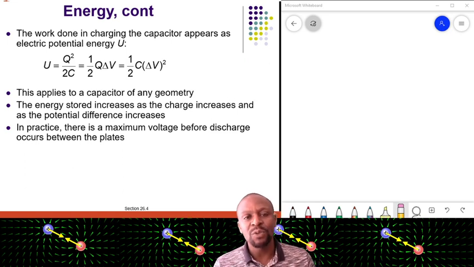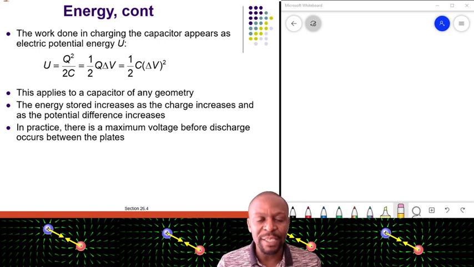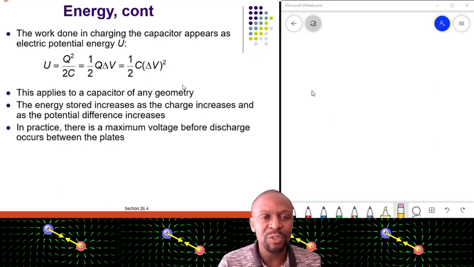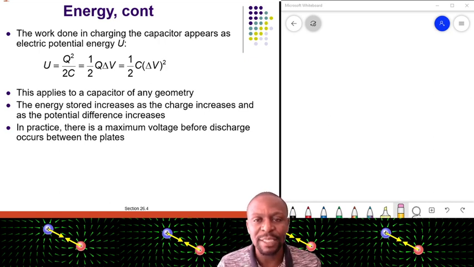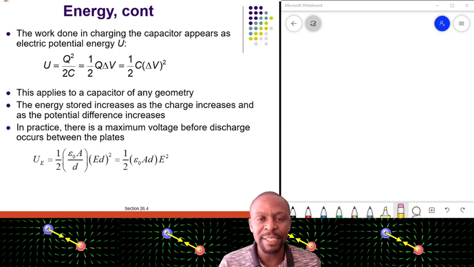This applies to a capacitor of any geometry. The energy stored increases as the charge increases and as the potential difference increases. In practice, there is a maximum voltage before discharge occurs between the plates. Now, what is the energy density?